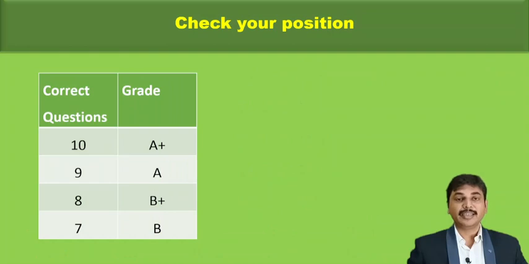If you got all 10 correct, A plus. If you got 9 correct, then A. If you got 8 correct, B plus, and 7, you got B. So if you got less than 7 correct, don't be disheartened.